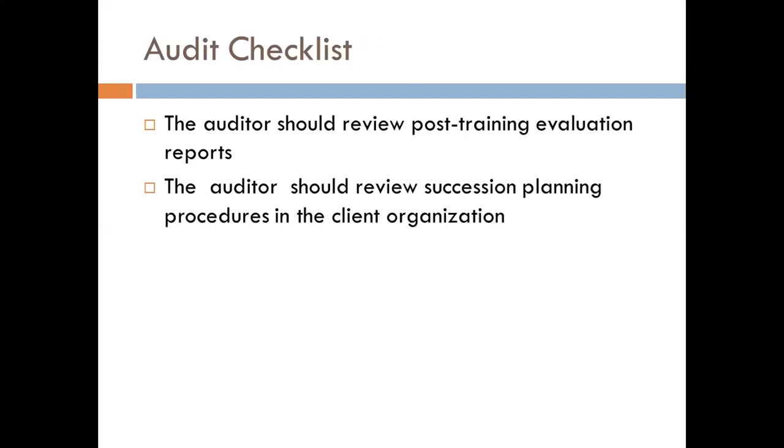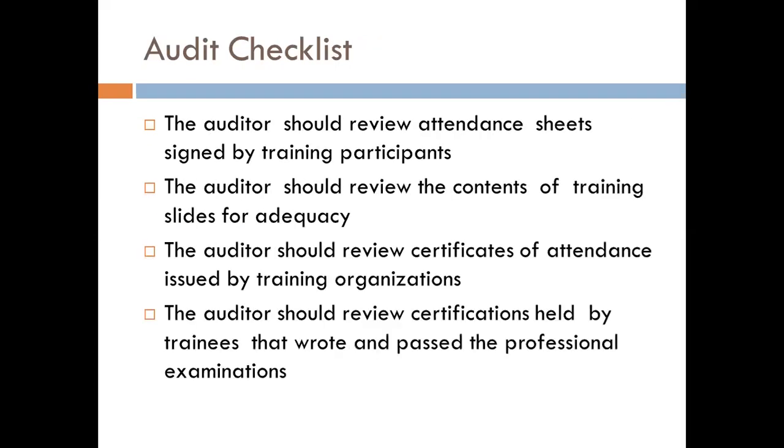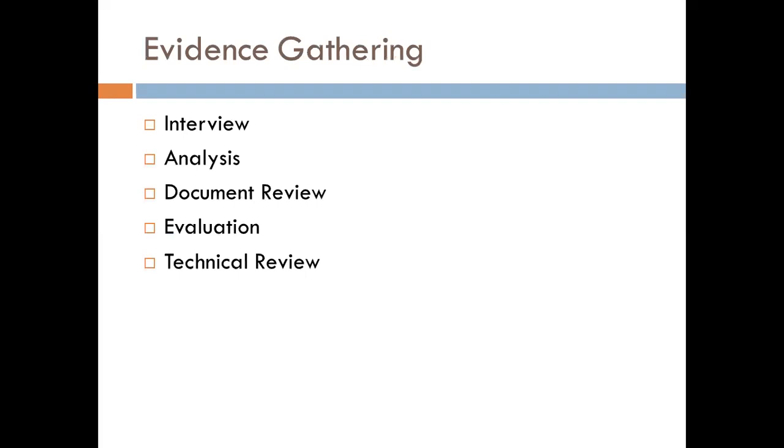All right, so these are the audit questions that the auditor may want to raise to get objective evidence around competence. All right, evidence gathering. Okay, so the audit procedures you can use to get evidence for competence. You can do interview. You can interview HR. You can interview the people that were trained. If the training organization is available, you can interview them.